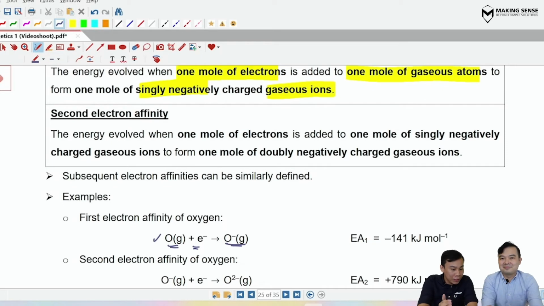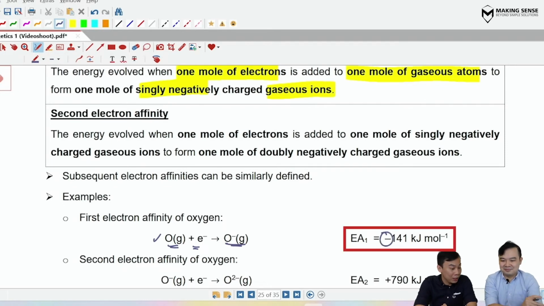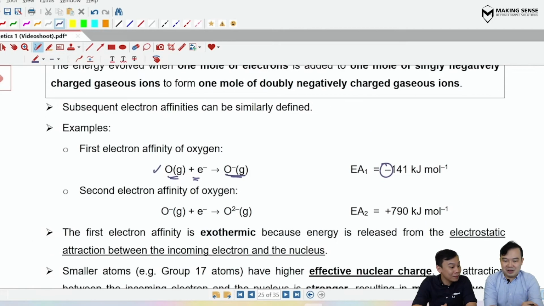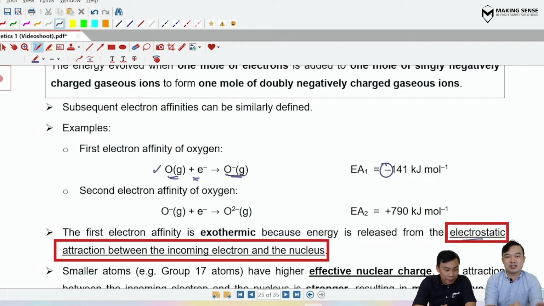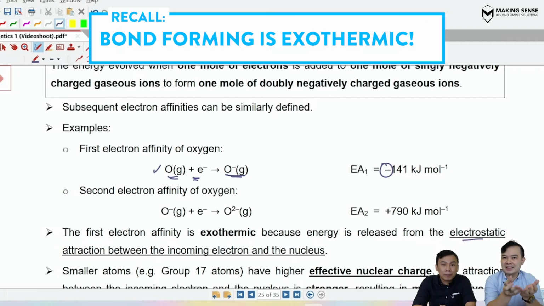Now, Mr. Leong, you will notice that the first electron affinity is exothermic in nature. Could you shed some light? Okay, sure. It's exothermic because we are pushing electrons into the atom. In order for the atom to hold the new electron in place, it must form some electrostatic attraction between the nucleus and this incoming electron. So as a result, this feels like a bond-forming process, and that is why this is an exothermic reaction.